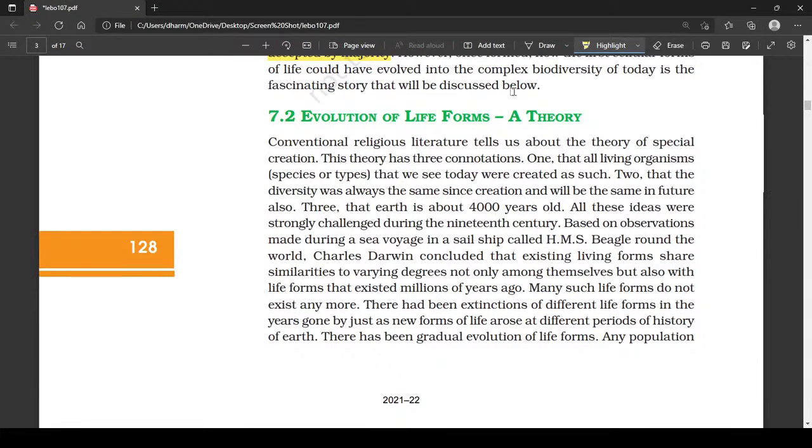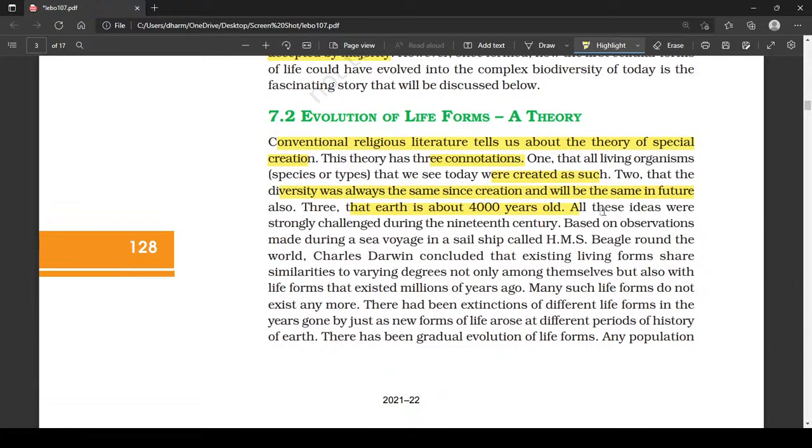Evolution of life, a theory. Conventional religious literature tells us the theory of special creation. This theory has three continuations. One, that all living species or types that we see today were created as such. Two, that the diversity was always the same since creation and will be the same in the future also. Three, the earth is 4,000 years old.